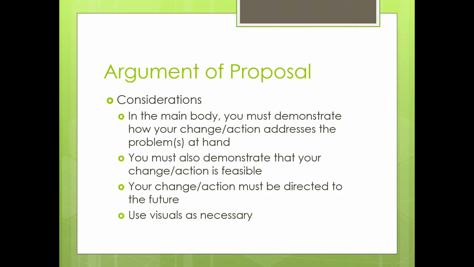Some considerations to have in mind when you're making an argumentative proposal. In the main body, you must demonstrate how your change or your action addresses the problem or problems at hand, okay? You'd be surprised at how many students don't do this, how many people writing professionally don't do this, right? You've got to make sure that in your main body, you're addressing the problem at hand. Sometimes people will go off on tangents and they start addressing problems, but not the problem that they started off with in their thesis statement. Everything's got to be nested in that thesis statement. You've got to continually look back to that thesis statement and say, am I supporting this claim or assertion?